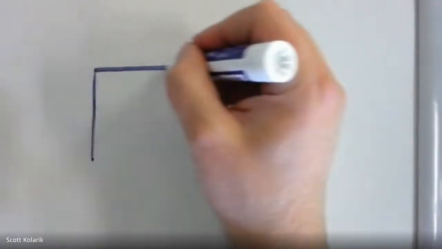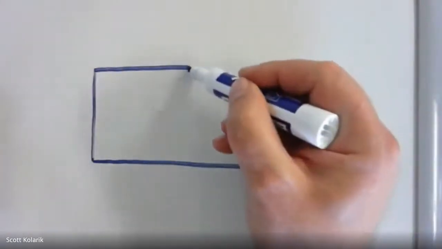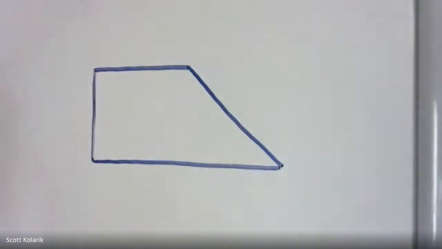So the shape I'm going to draw is one that is probably already familiar to you. This is what we call a trapezoid, one that we'll talk about a little bit later in this chapter. But this is still a 4-sided figure. It falls under the family of a quadrilateral. But this is definitely not a parallelogram, okay?